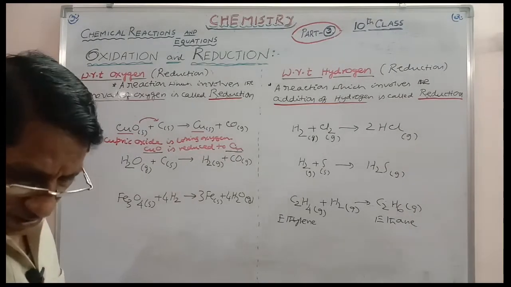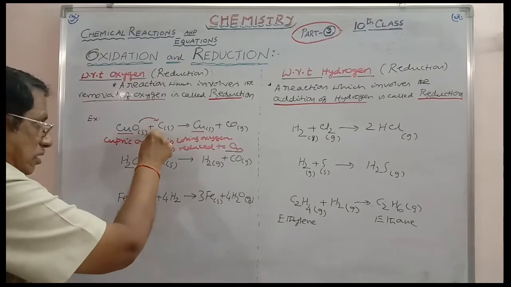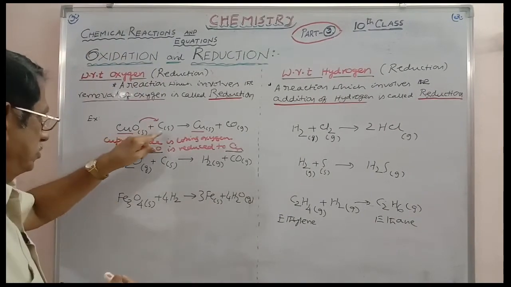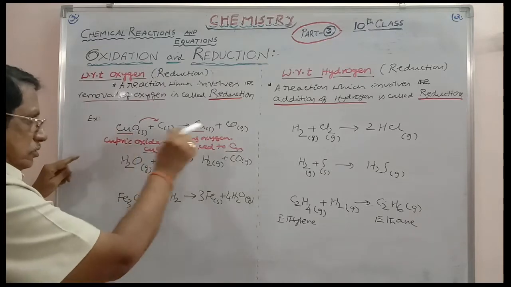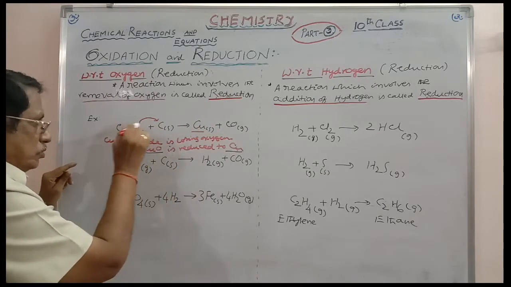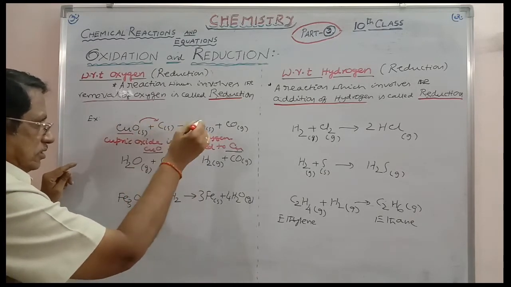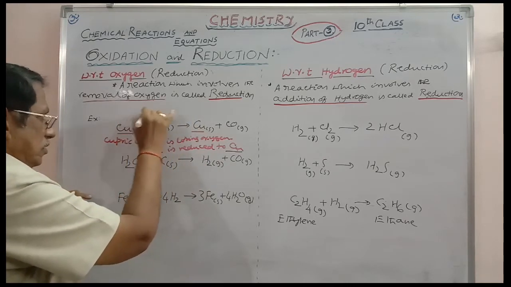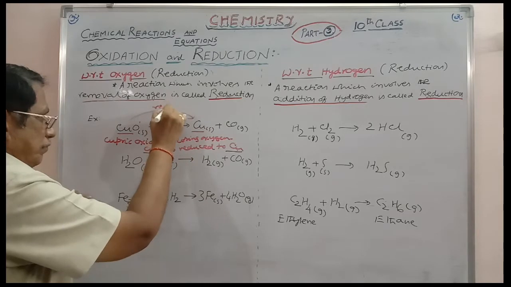So when copper oxide is treated with a reducing agent, here carbon is called the reducing agent. Further we will discuss later. CuO plus C gives Cu plus CO. CuO is losing oxygen. So removal of oxygen is nothing but reduction. CuO here is reduced to Cu.